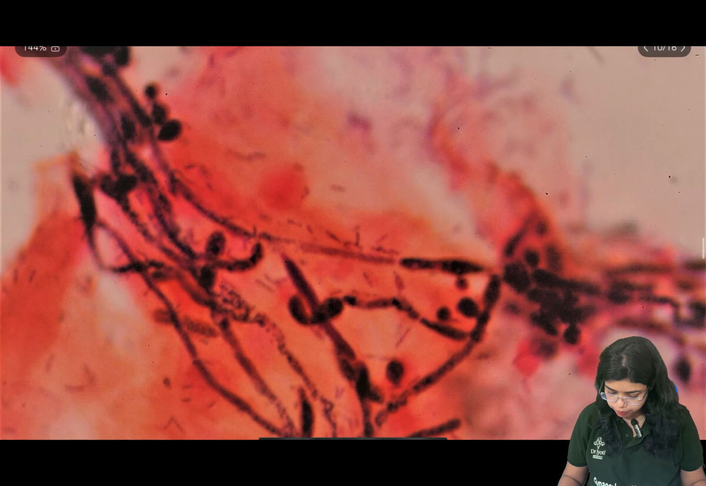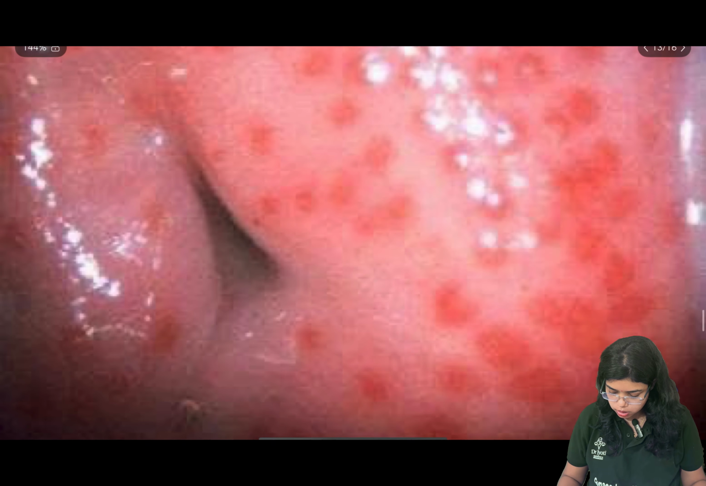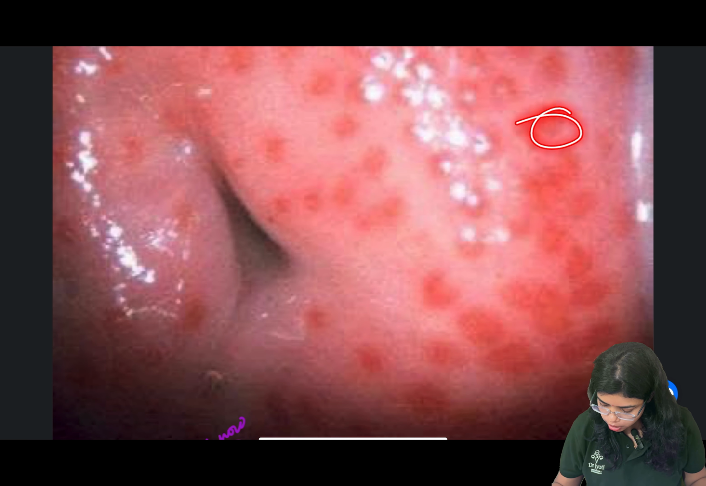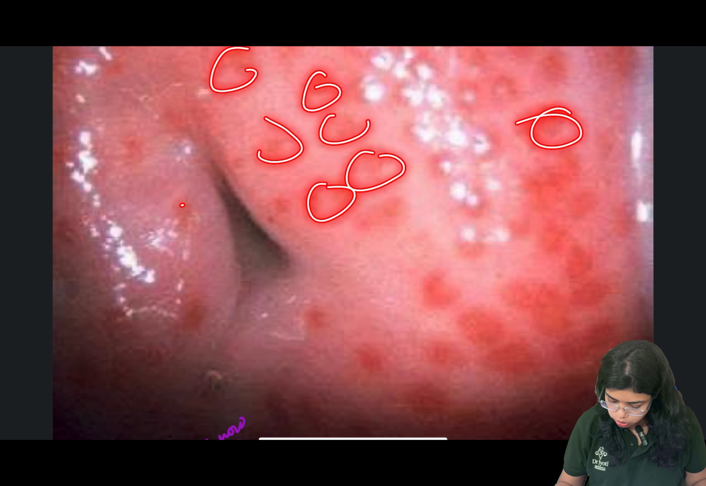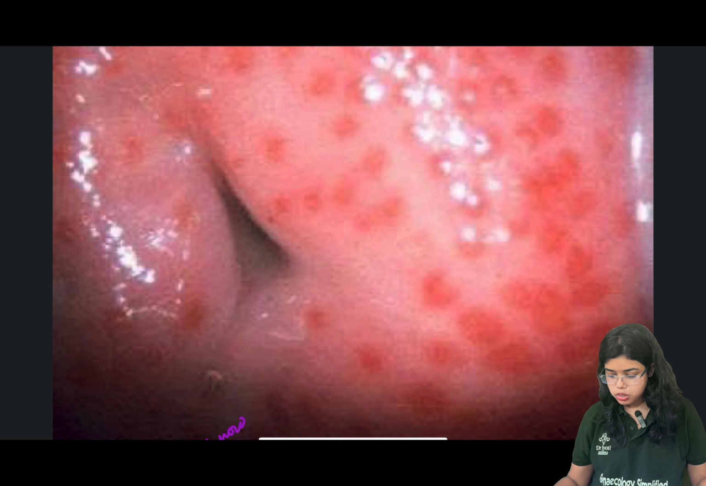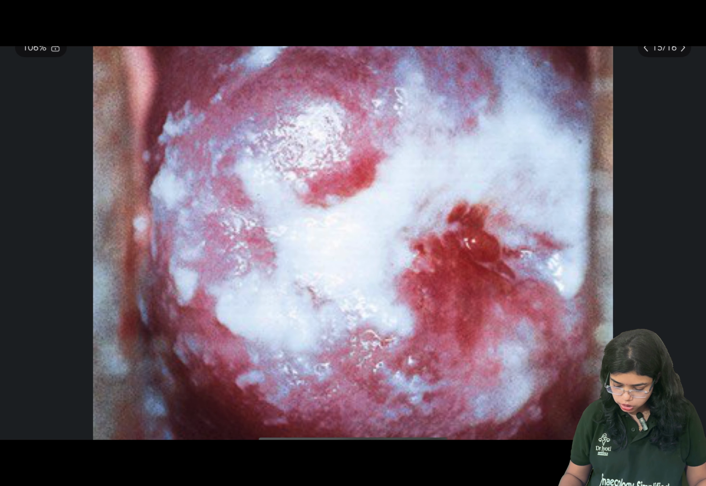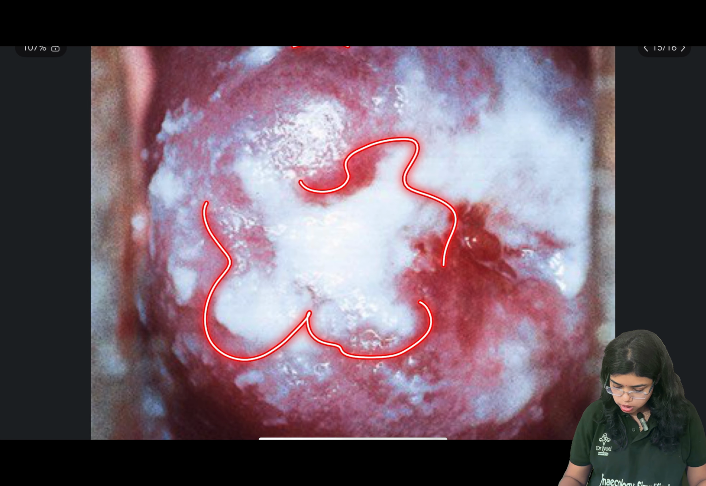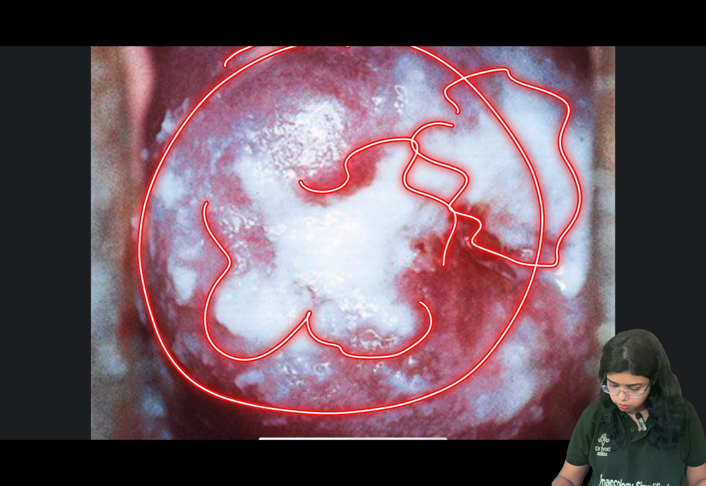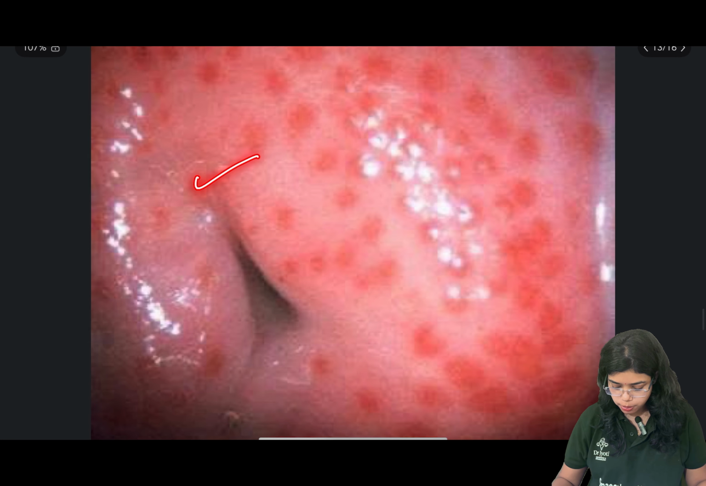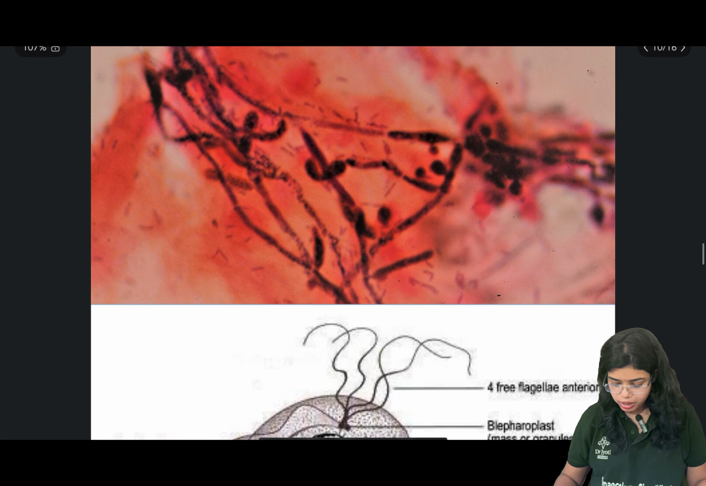See, in speculum examination we are seeing, this is the angry looking vagina. These are the multiple hemorrhagic spots. So this is strawberry vagina. Okay, understood? And see, this one is the curdy white discharge. This is the cervix, and this white portion is the discharge. So curdy white discharge is specific in candidiasis, and this strawberry vagina is specific for trichomoniasis.